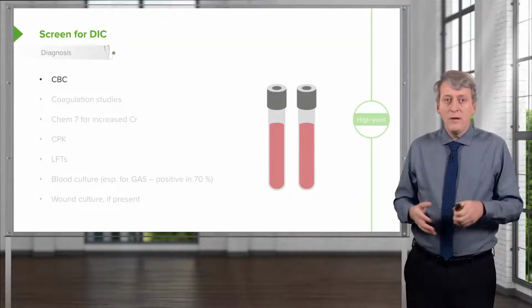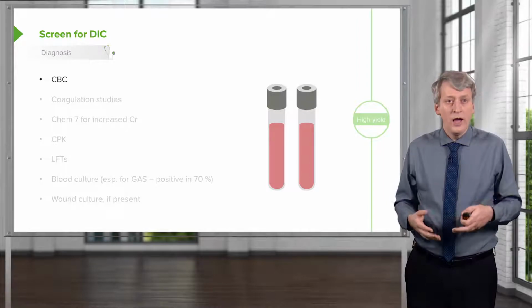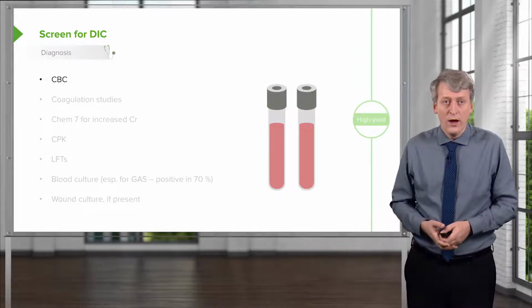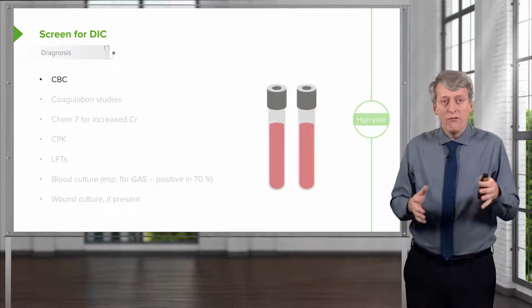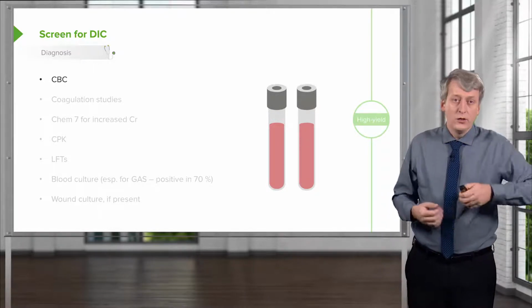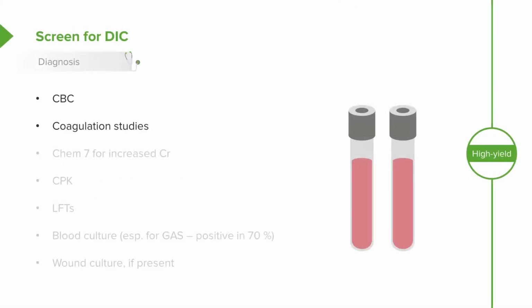So if we see patients like this, we have to worry about disseminated intravascular coagulation. So typically we're going to get a broad spectrum of labs to try and figure out what's going on. This includes the CBC, coagulation studies like PT, PTT, and INR. We should get a Chem7 to look for the bumped creatinine in these patients. We should check a CPK because that will often clinch the diagnosis, and we should look for bumped LFTs.